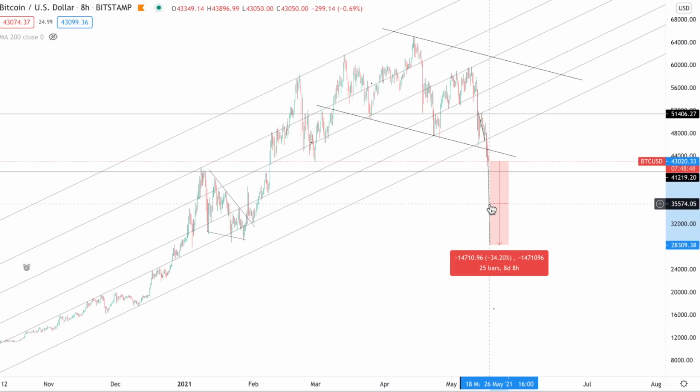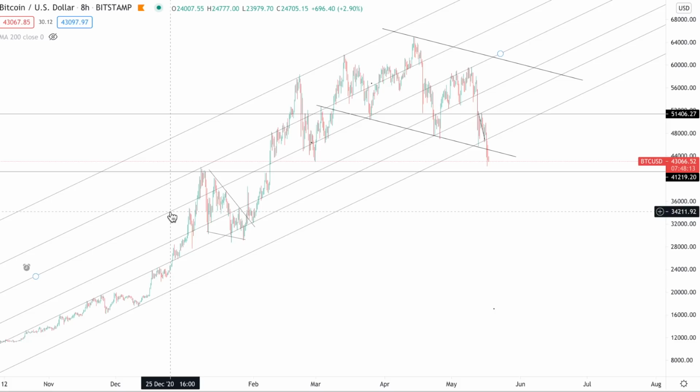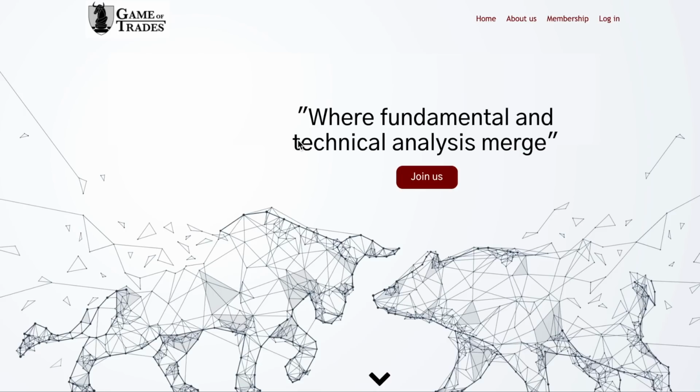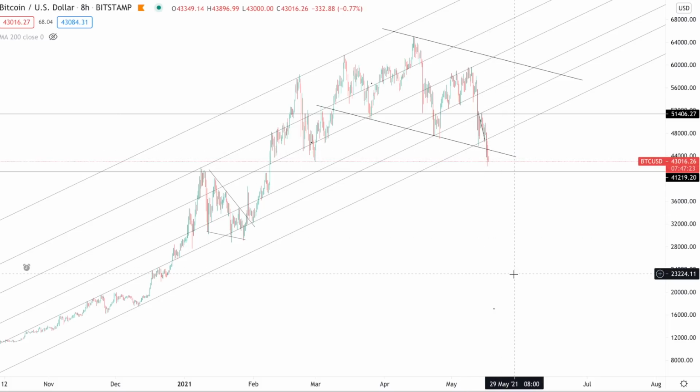Is that something that we're currently expecting on Bitcoin? Absolutely not. Now, even when you have these kinds of patterns form and even break, you have to ask yourself if that corresponds to the overall fundamental picture. And that's exactly what we do on gameoftrades.net. We take into account the technical picture and the fundamental picture when making our investment and trading decisions. So why would a 35% drop from current levels not correspond to the overall fundamental picture?